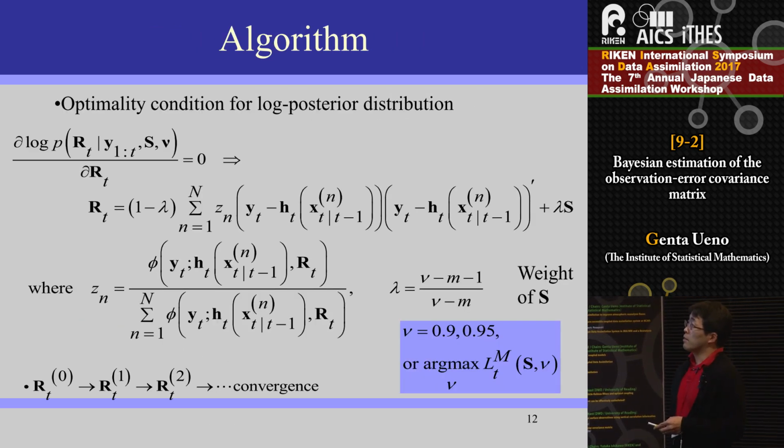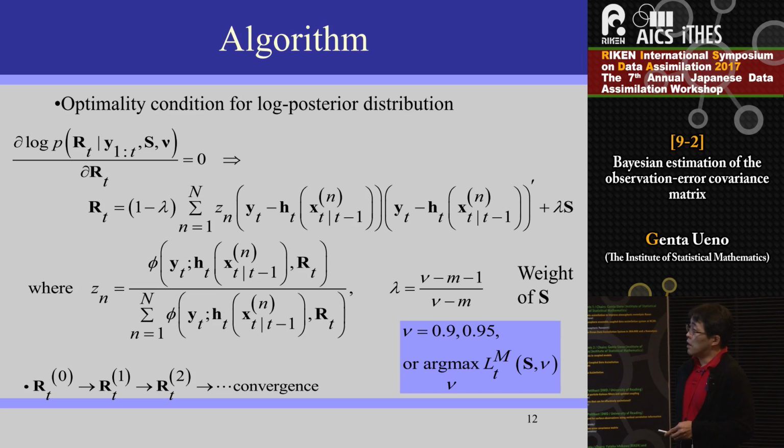Here I show the algorithm. The optimality condition comes from the posterior distribution. I take a derivative of the posterior distribution of RT and set it equal to 0. This equation is equivalent to this. RT should be the linear combination of the ensemble likelihood and the prior distribution. And Z is defined here. Z is a function of R. So it means R should be a function of R plus lambda S. So R is a function of R.